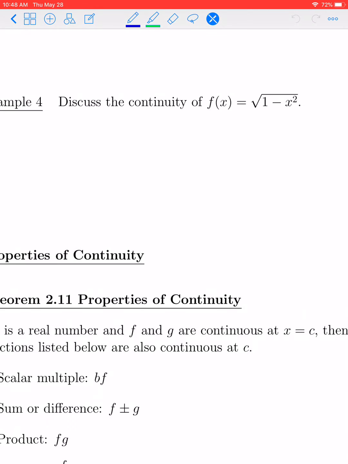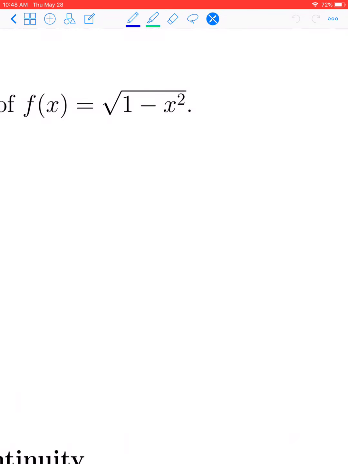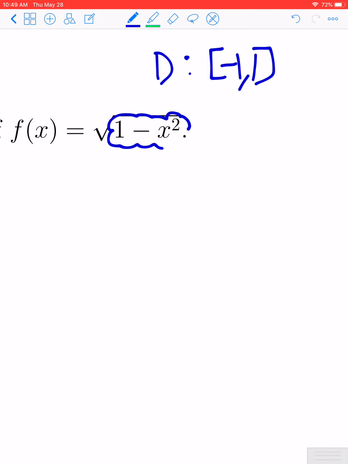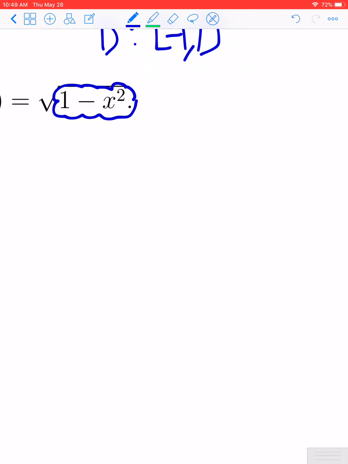Let's take a look and discuss the continuity of f of x equals the square root of 1 minus x squared. So this function, you can do a couple things here. First of all, the domain of this function is going to be the set -1 to 1 included. That would come from solving a polynomial inequality. So this function is defined wherever the thing underneath the radical, because it's an even root, would be greater than or equal to 0. This is a polynomial inequality.